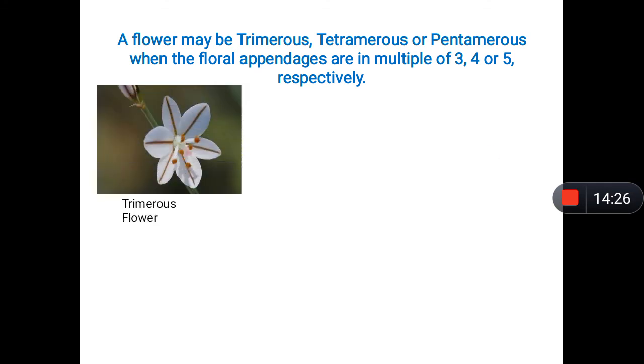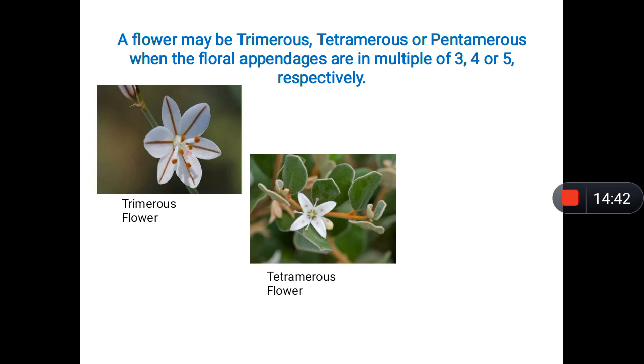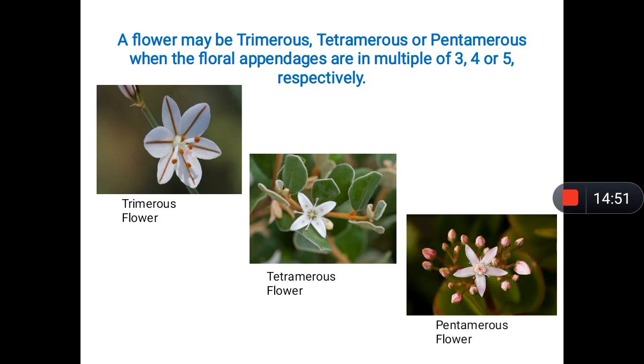Let's see. Now this is a trimerous flower. We can easily see 6 petals are there, so in multiples of 3. So 3 plus 3 is 6. So this flower is trimerous. Whereas here you can see only 4 petals. So this flower is called a tetramerous flower. But in this case, you can see 5 petals. So this flower is called a pentamerous flower.